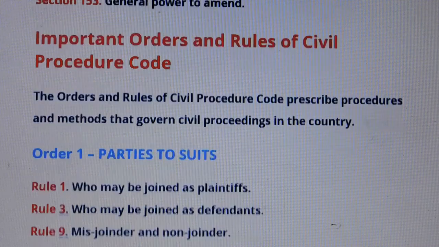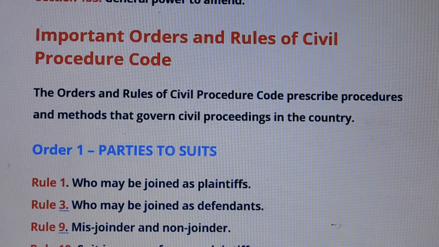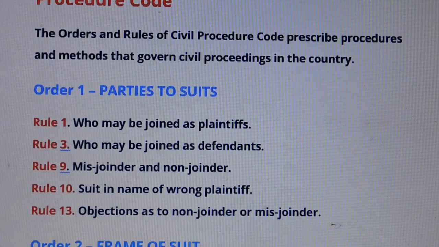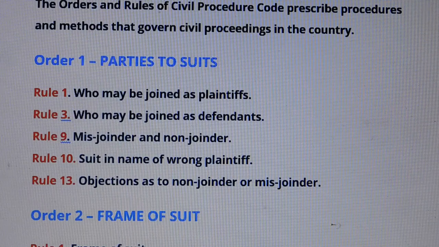अब हम जानेंगे important orders and rules of Civil Procedure Code. Order number 1, parties to suits. Rule 1, who may be joined as plaintiffs. Rule 3, who may be joined as defendants. Rule 9, misjoinder and non-joinder. Rule 10, suit in name of wrong plaintiff. Rule 13, objections as to non-joinder or misjoinder.